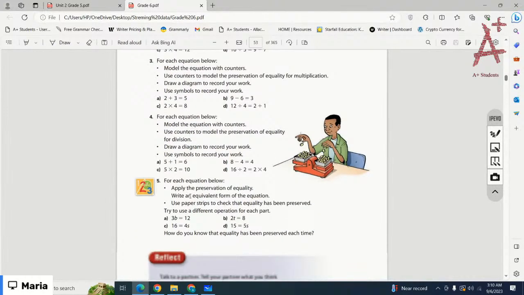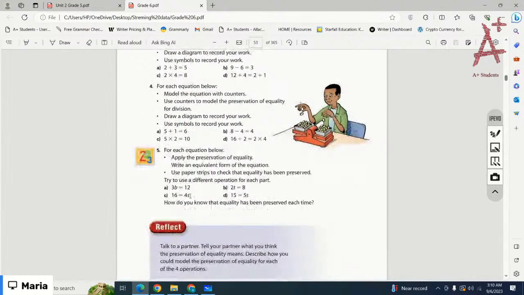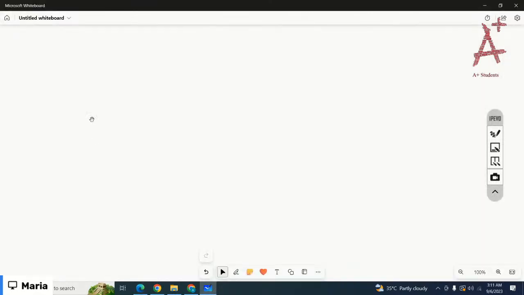Let's do question number 5. For each equation below, apply the preservation of equality. Write an equivalent form of the equation. Use paper strips to check the equality has been preserved. Try to use a different operation for each part. Let's start with 3b equals 12. So you have to apply the same operations on both sides.